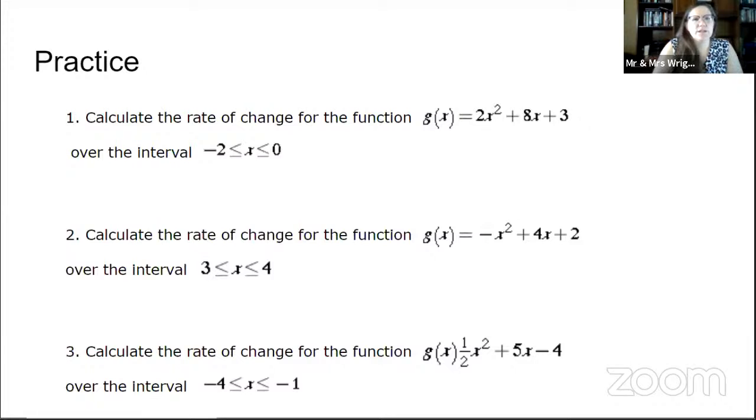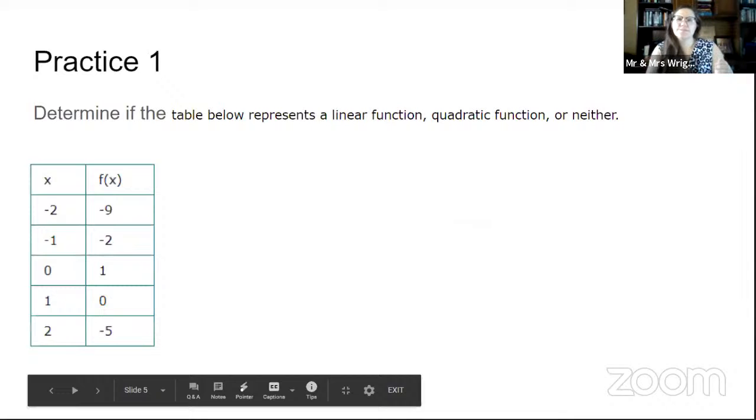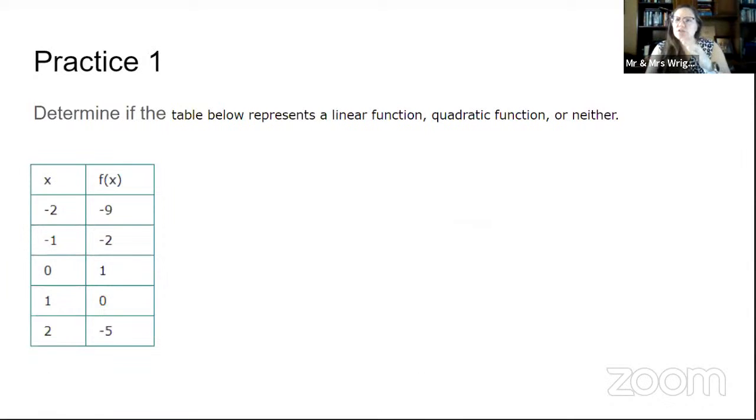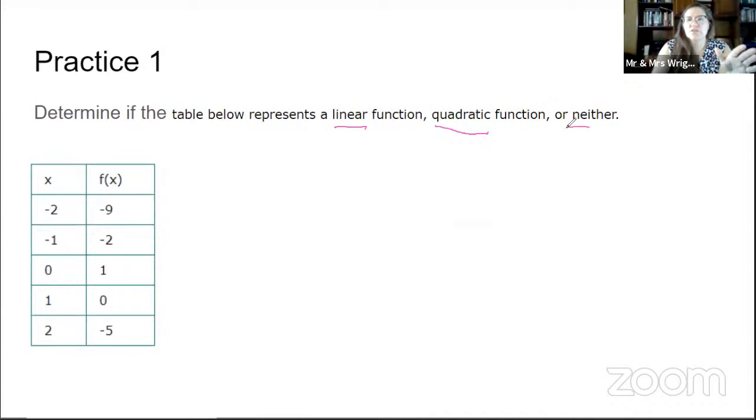All right, so we need to move on. Remember we said that a linear function had a constant slope, right? Well, no matter which 2 points you took. So one problem you're going to get when you come across these in your homework and your quizzes and tests is you're going to be given a table of points. And it's going to tell you this is a function. Now, we're not asking you to graph it, but I want you to look at these points and tell me whether it's a linear function, a quadratic function, or neither.